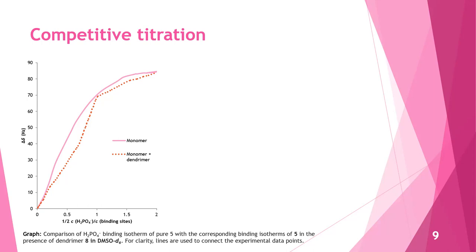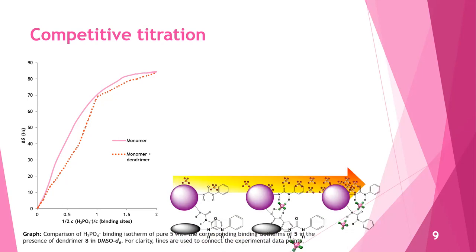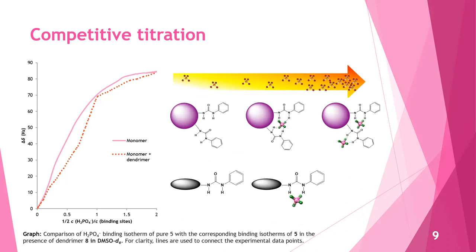And it was because these phosphates were consumed by the dendrimer, which seems to be more efficient than the monomer receptor. So at a higher concentration of phosphate, the branches of the dendrimer could act independently, and the effect of monomer and dendrimer would then be practically the same.